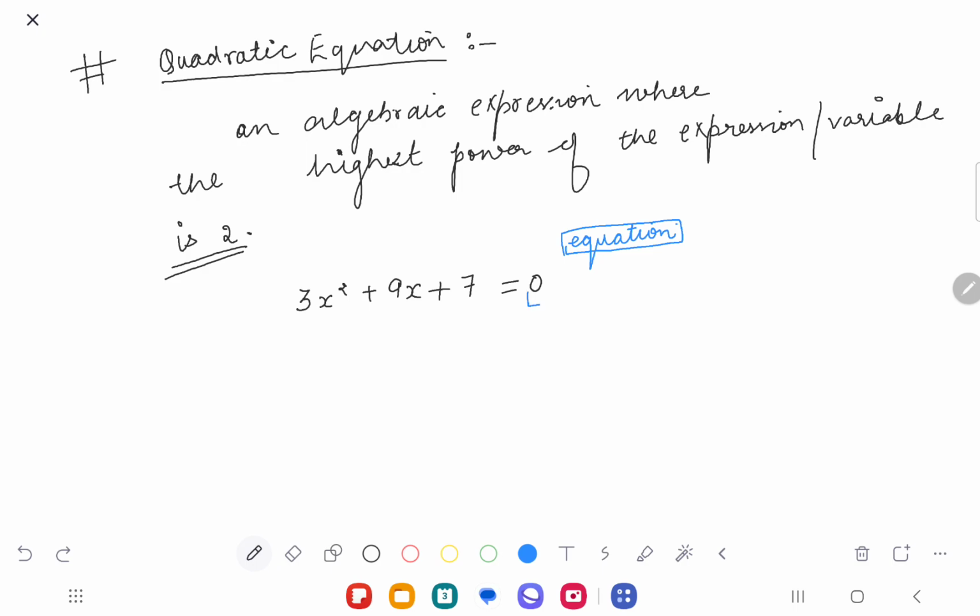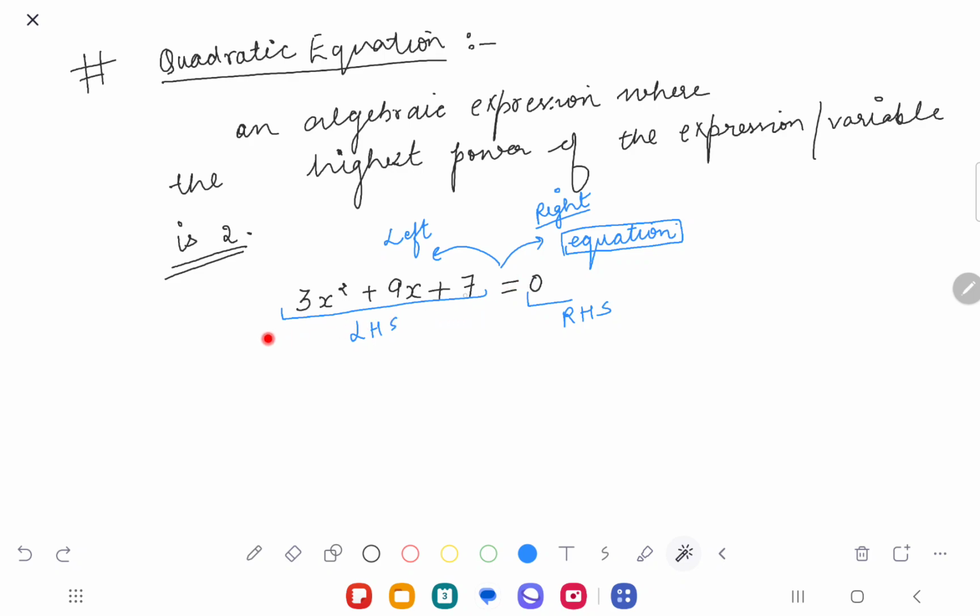Every equation has a right hand side and a left hand side. On the left of the equal to sign we have the left hand side, and on the right of it we have the right hand side. Right in between there is an equal to sign.